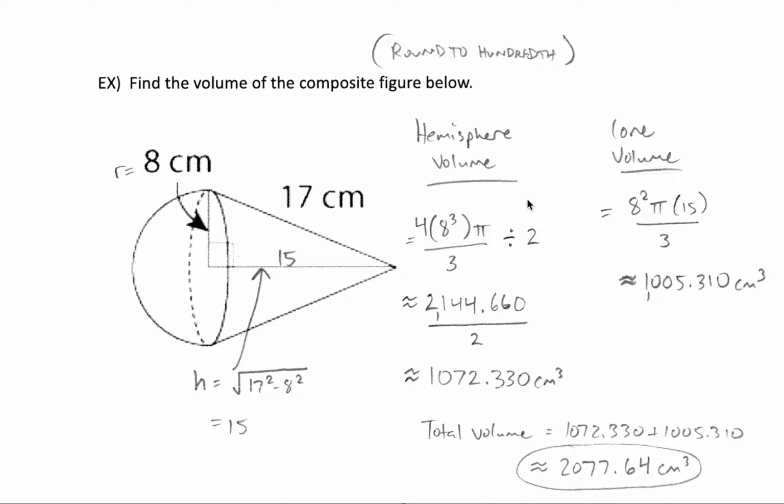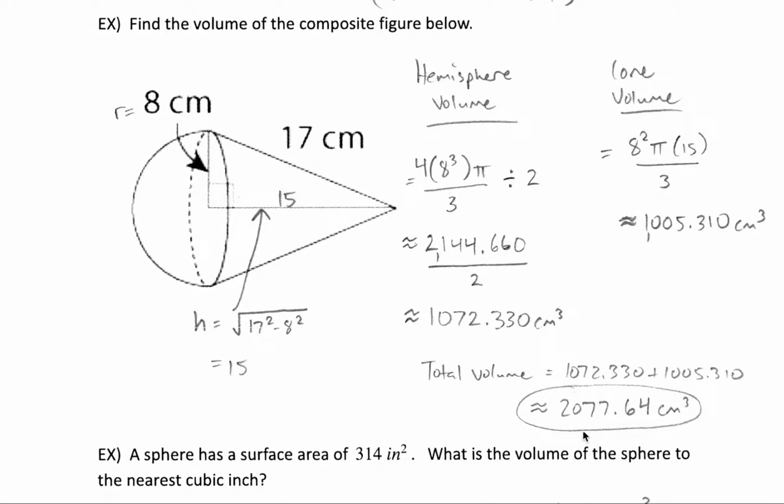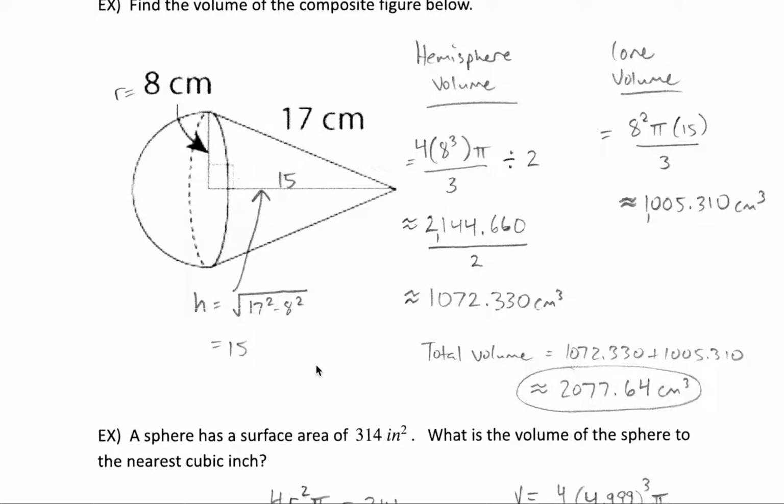So now we have what we need to find the cone volume. We'll do the base area, which is the area of the circle, so radius squared times pi, times the height of the cone, 15, and we'll divide that whole thing by 3, and we get about 1,005-ish cubic centimeters. The total volume of the composite figure would be the combination of those two volumes. So add your two volumes together, and we get about 2,077.64 cubic centimeters.